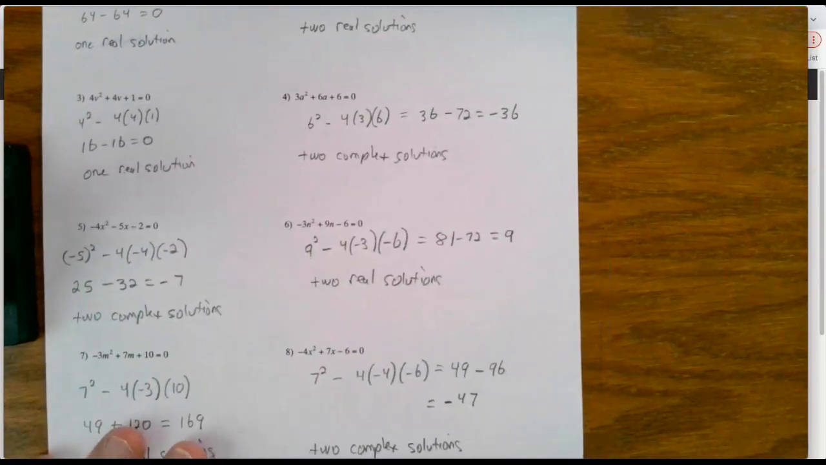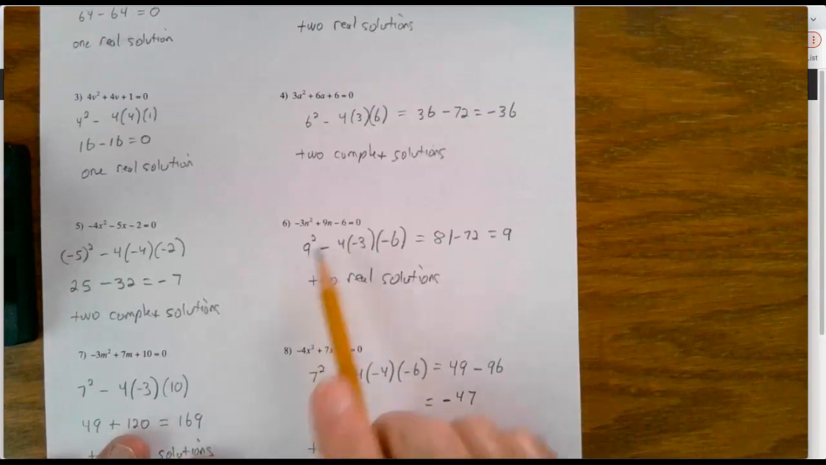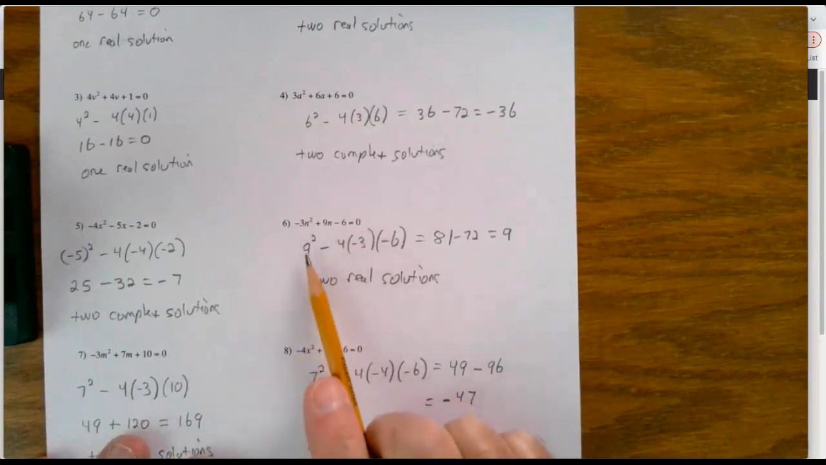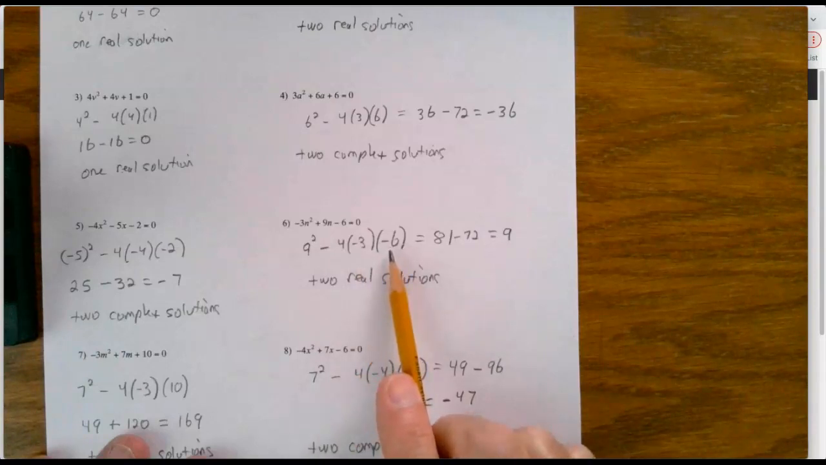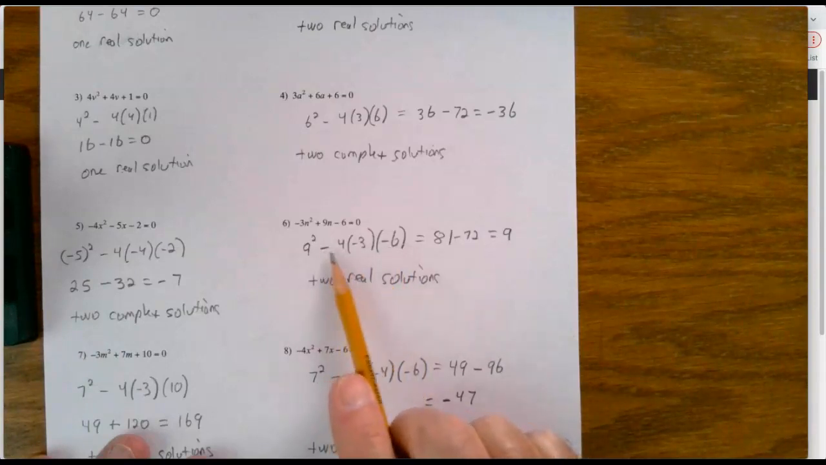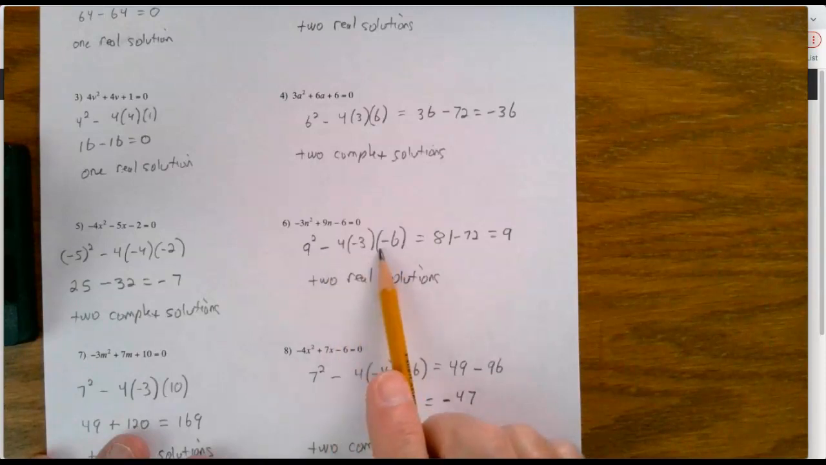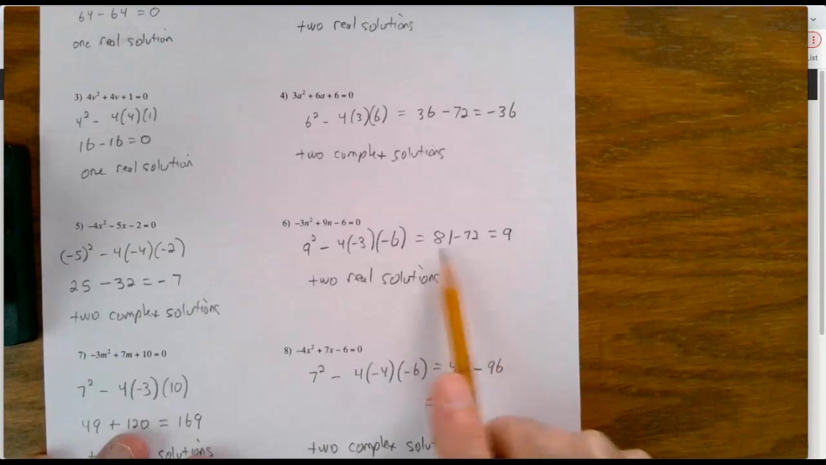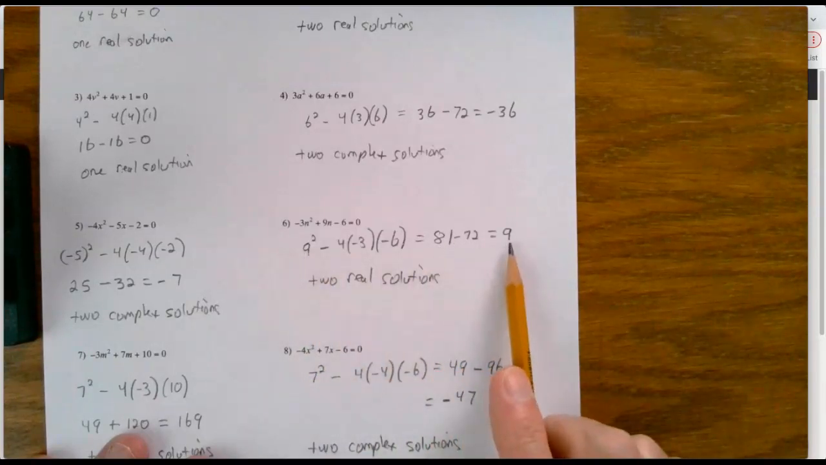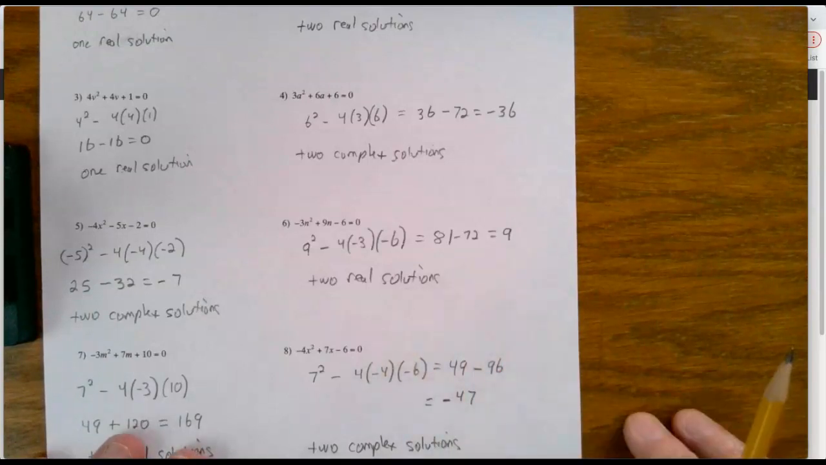All right, number 6. Again, watch your signs here. b squared is 9 squared. Again, minus 4. A is negative 3. And C is negative 6. So there's 1, 2, 3 negatives right here. So this second term is going to be negative. The nice thing about it, though, is 9 squared is 81. So 81 minus 72, we still have a positive number. So there's two real solutions.